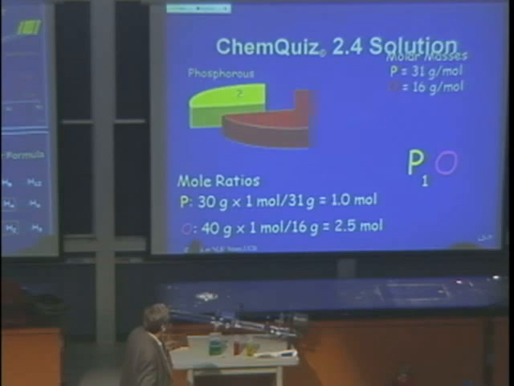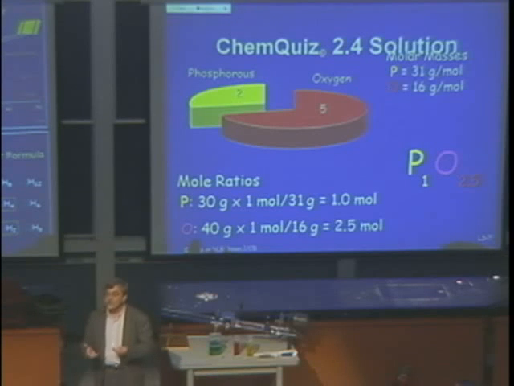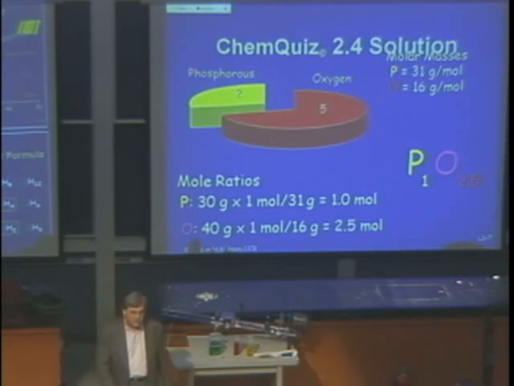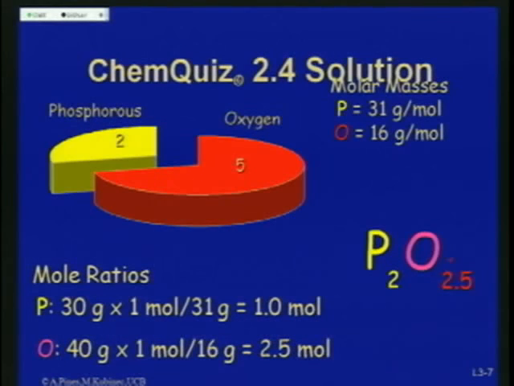So that would be 1 to 2.5. But this is not the right empirical number because it's the lowest whole number ratio. So you have to multiply this with 2, and you get 2 to 5, P2O5. And now I tell you, this is the empirical formula, which you can't know. The molecular formula is actually P4O10, and I haven't asked you that. The molecule is a P4O10 molecule.